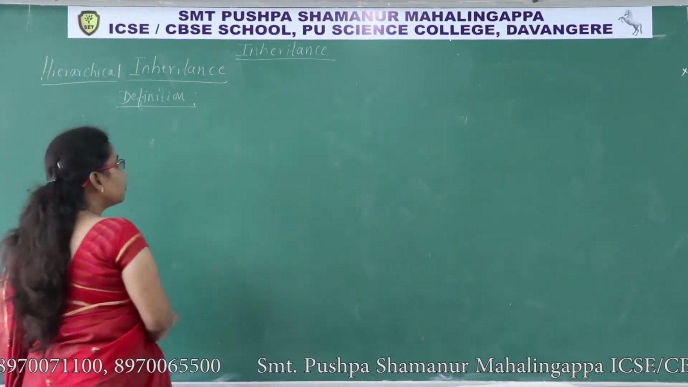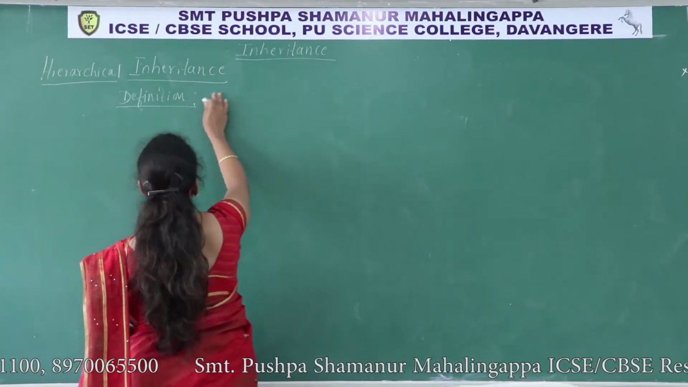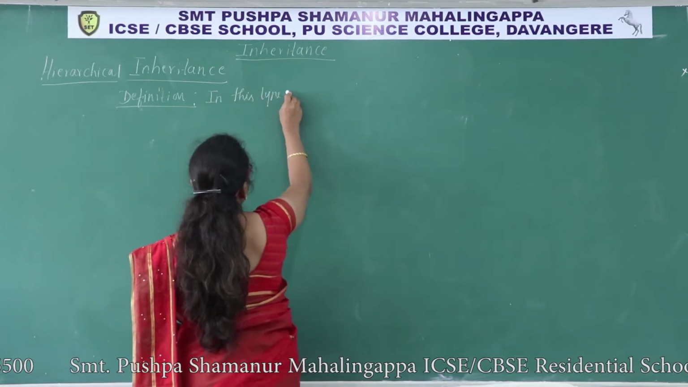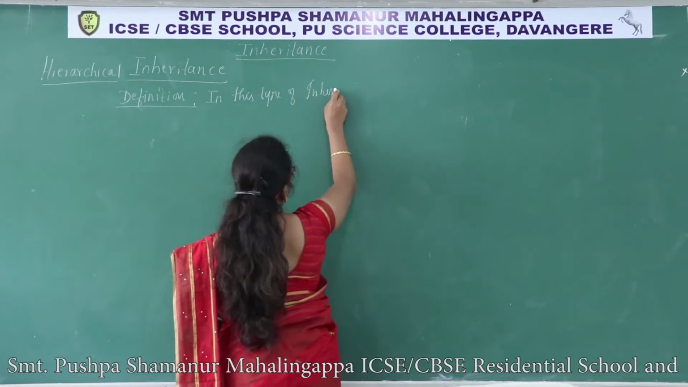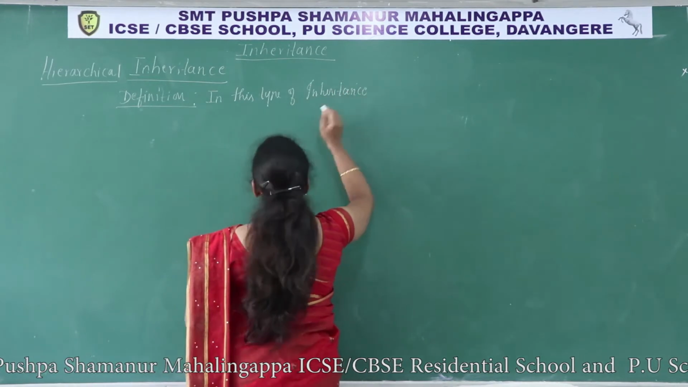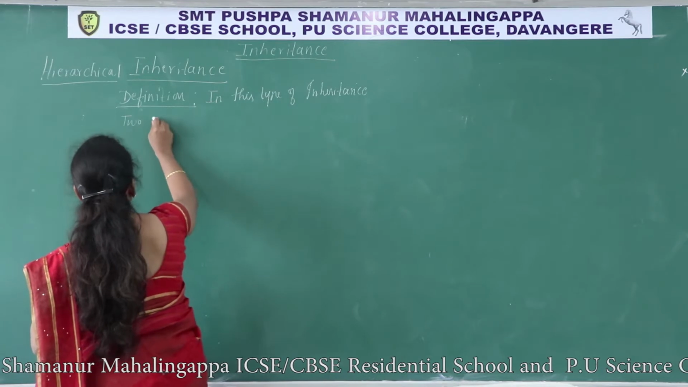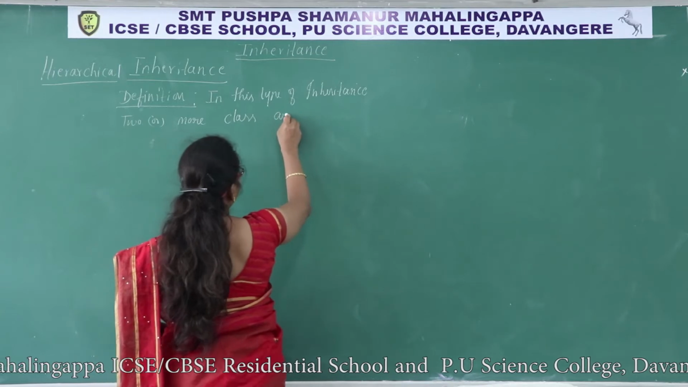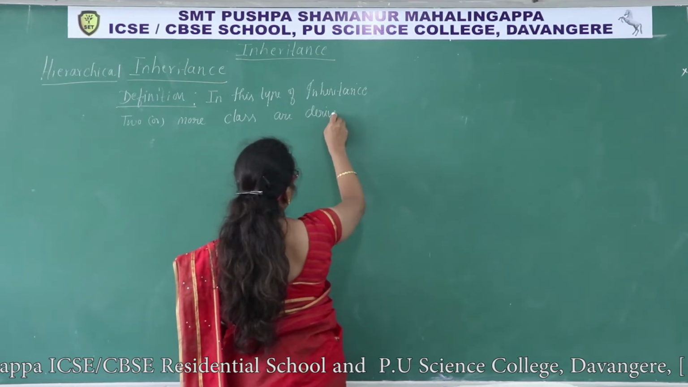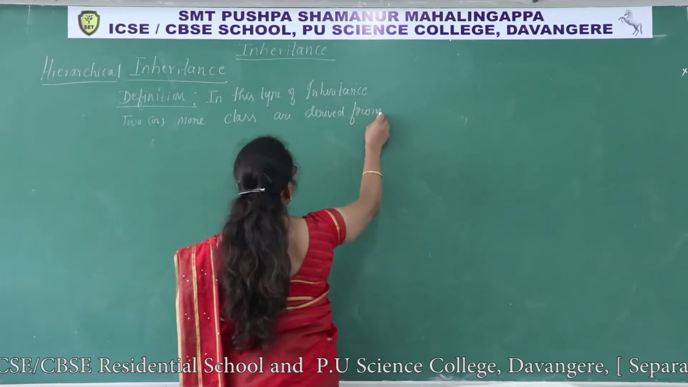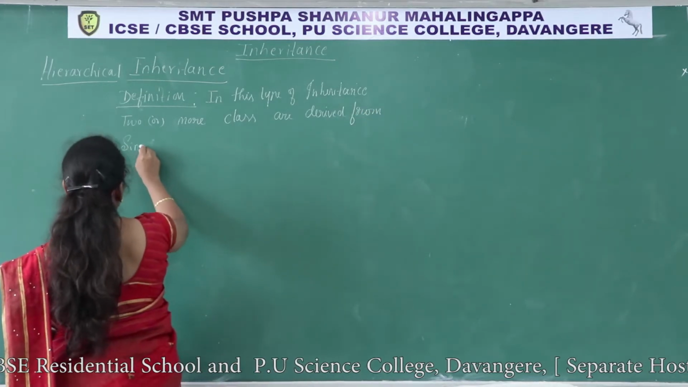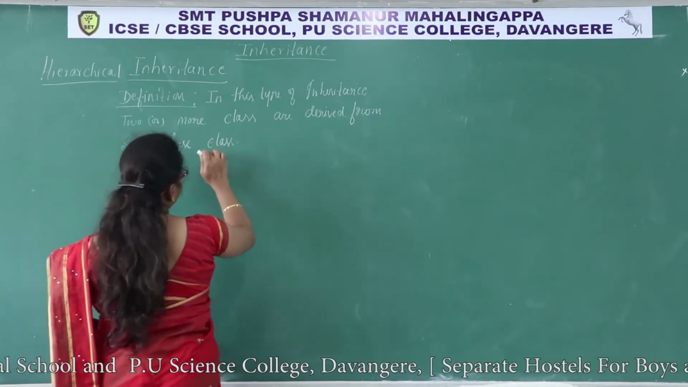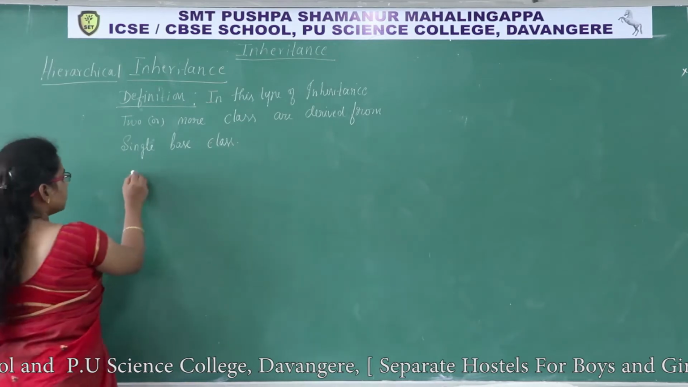In this type of inheritance, 2 or more classes are derived from a single base class. Okay, what would be the syntax here?